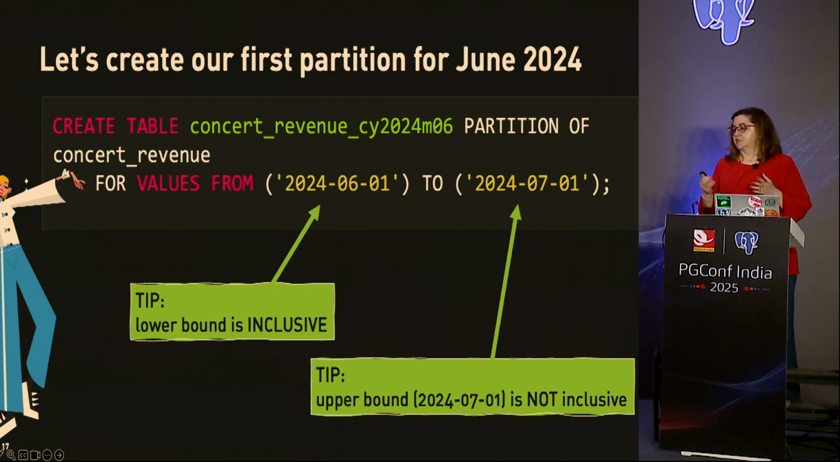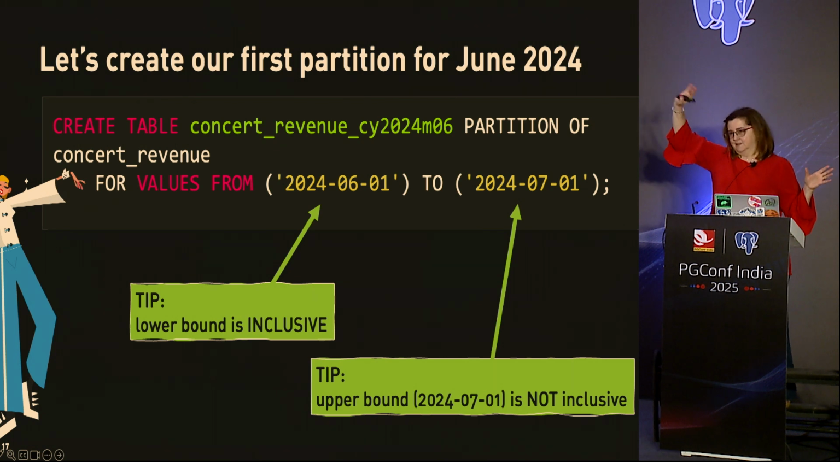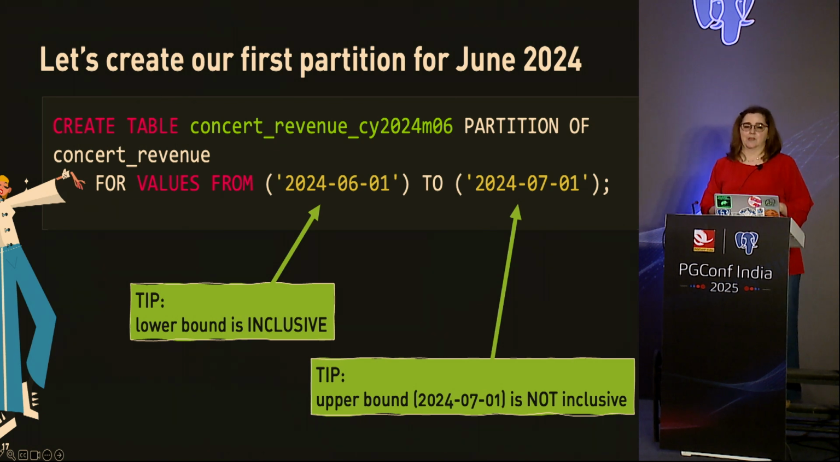All right. So now let's go ahead and create our first partition, and we'll do that for June 2024. And the thing I want to point out there is that the lower range is inclusive, and so June 1st you want to include data from all of that day, but the upper range of this particular partition is not inclusive. So that's why it's set to July 1st. So we'll capture all the revenue up until the day clicks over and it becomes July 1st.